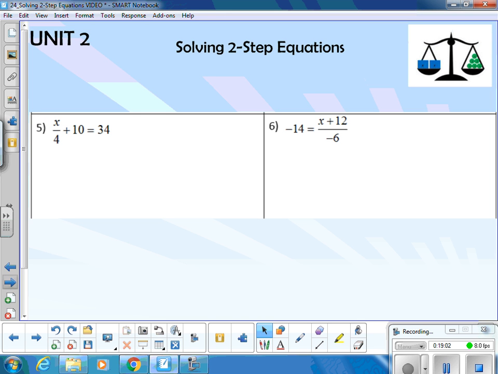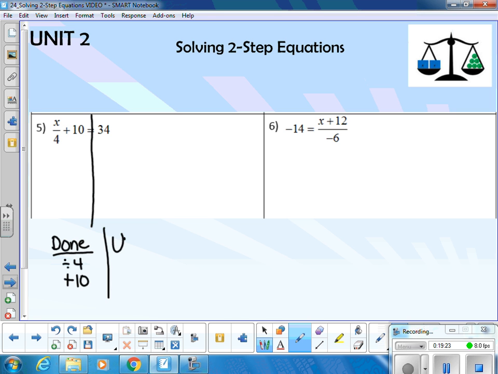And we're going to jump down to number 5 because it looks just like the one we just solved. Start by dividing your equation in half. What's being done? I am dividing by 4, and I'm adding 10. So how do I undo that? Let's go this way. To undo the positive 10, we have to have a negative 10, or subtract 10. So let's subtract 10 from both sides.